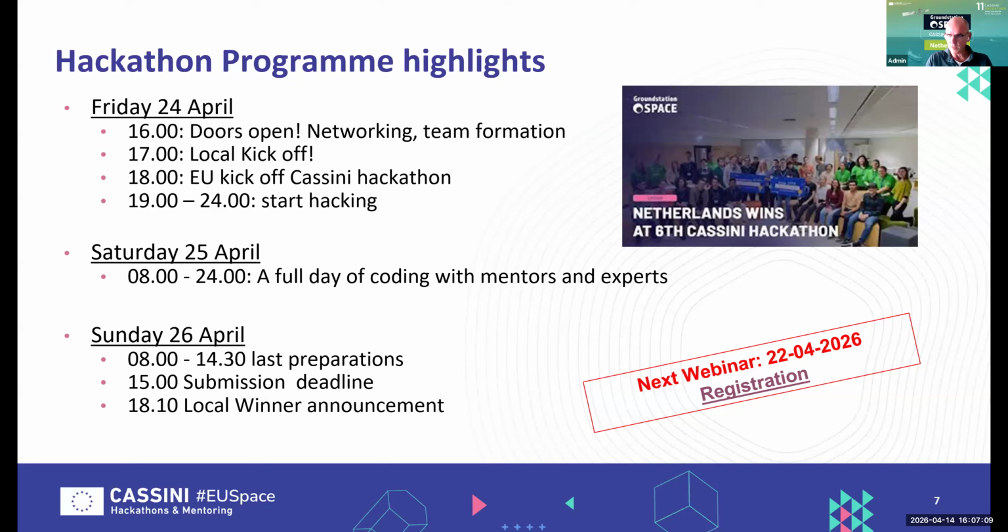Then all prototypes and presentations have to be delivered on the Taikai platform, and then presentations will take place. And at about 6 o'clock, the local winner will be announced. So during the days, there will be all kinds of events in terms of workshops, which will be live streamed and are accessible via the Discord channel.